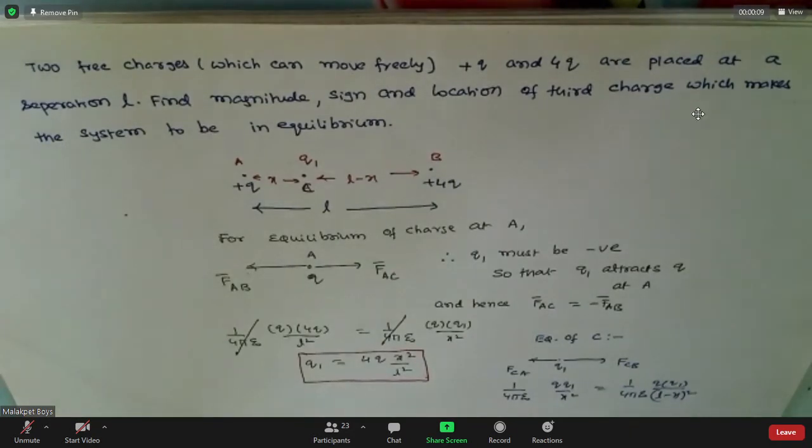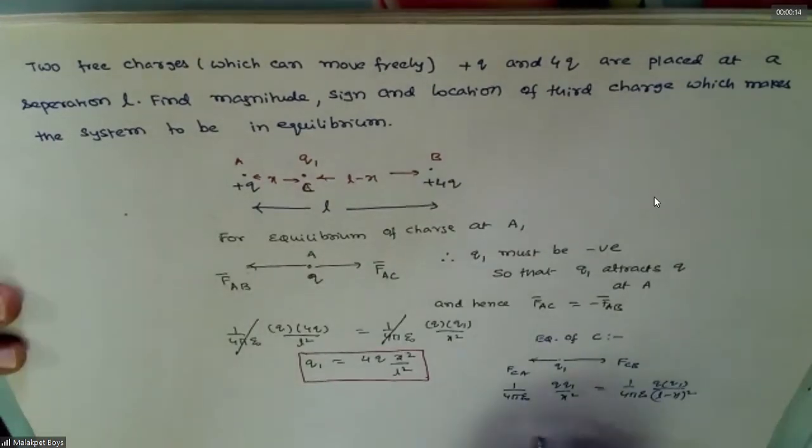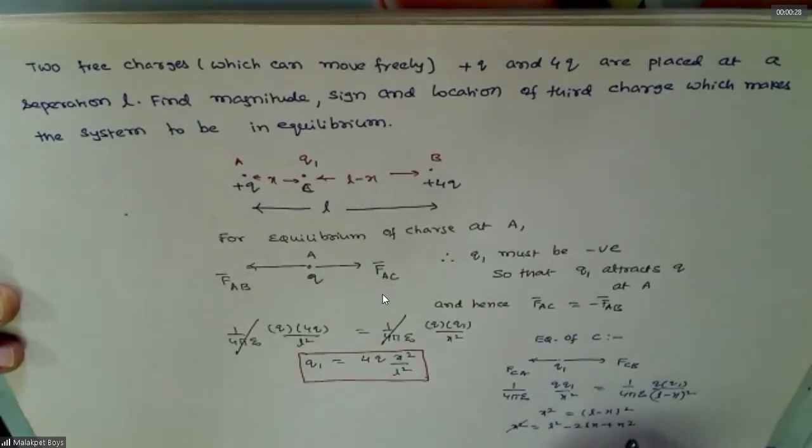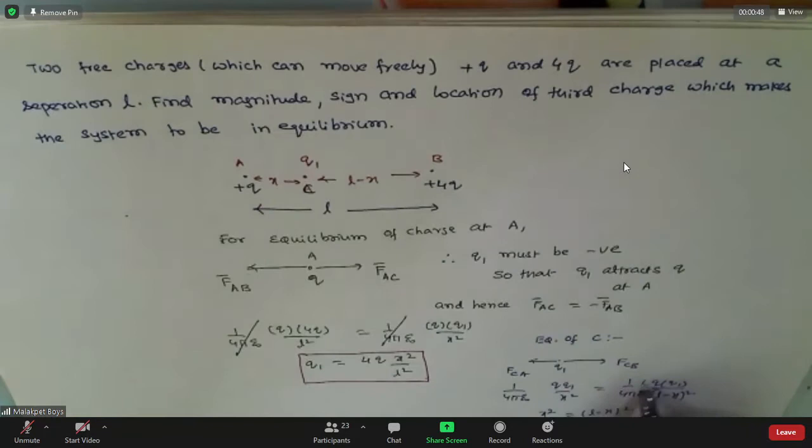Do you agree with this? Yes, sir. So here you have, sir, the force on C due to B is 1 by 4 pi epsilon naught, 4q into q1. For equilibrium of C, the force on C due to B is 1 by 4 pi epsilon naught, 4q into q1. The charge of B is 4q.